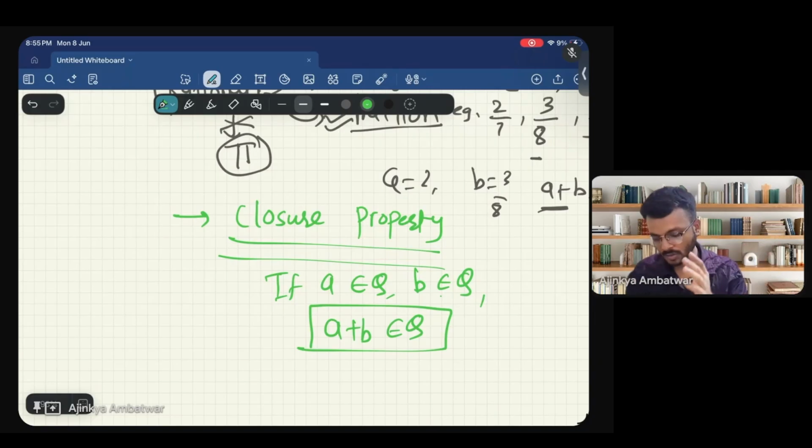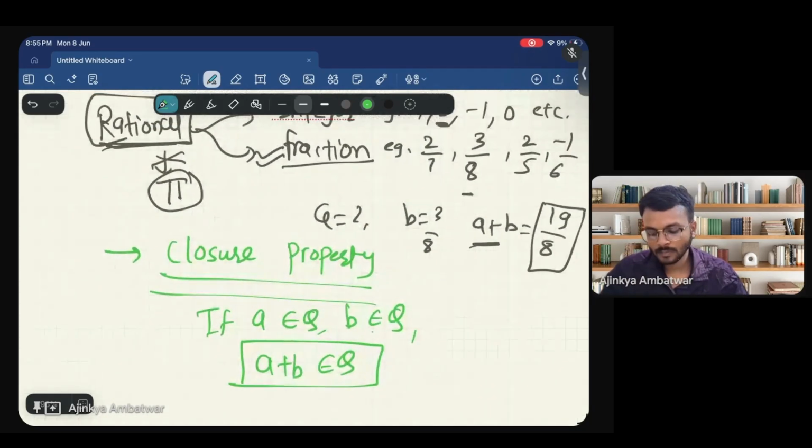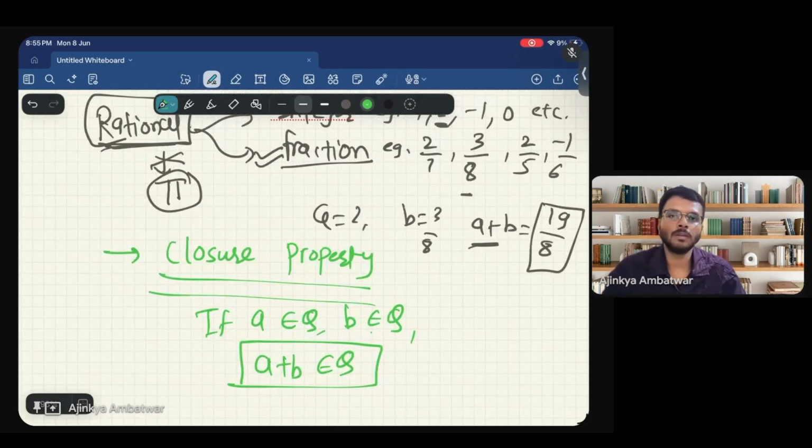Do you understand this closure property? Tell me first. Clear? Very good. Now we understood closure property. Tell me.